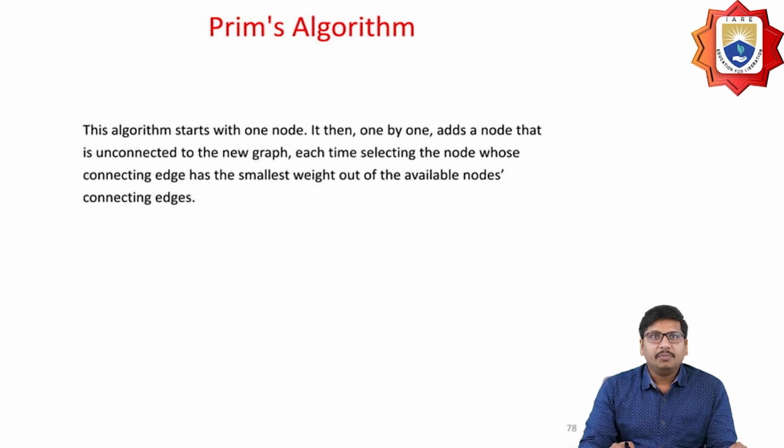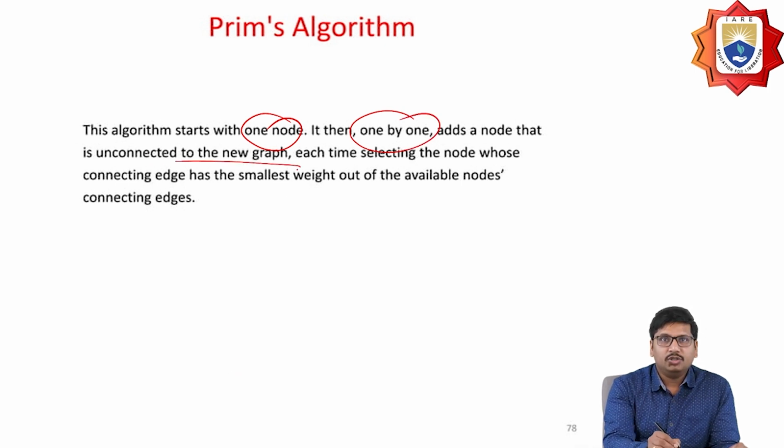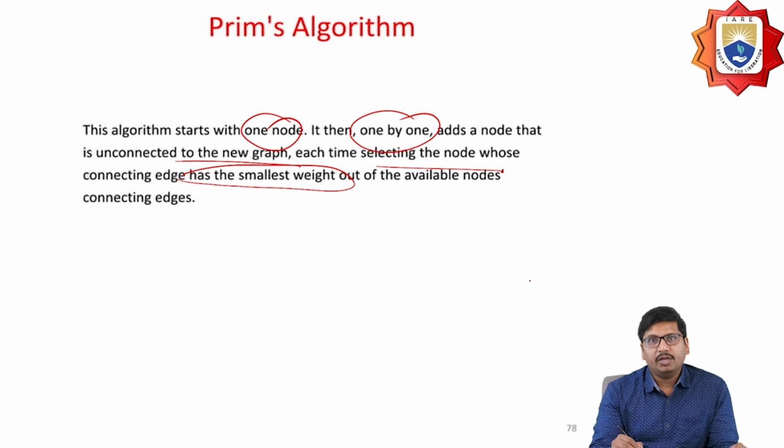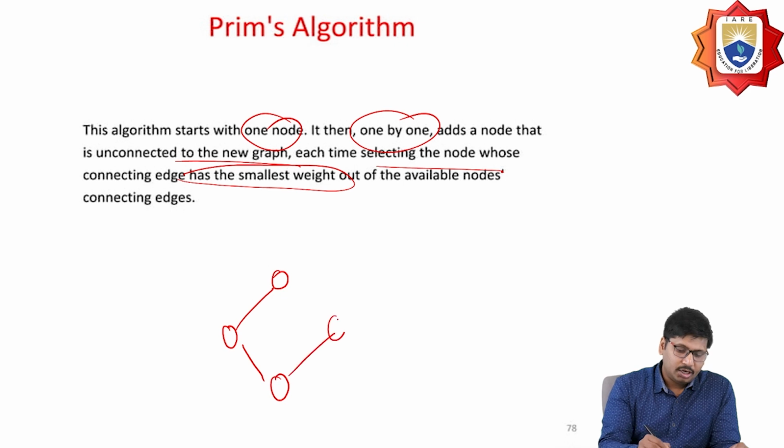And what is Prim's algorithm here? Prim's algorithm starts with one node, and then one by one adds a node that is unconnected to the new graph, each time selecting the node whose connecting edge has the smallest weight out of the available nodes' connecting edges. So mainly in this algorithm we start with one node, and then one by one connect it, adding the node that is unconnected to the new graph. Each time you select the node whose connecting edge has the smallest weight of the available connecting edges. Suppose I draw one graph here.